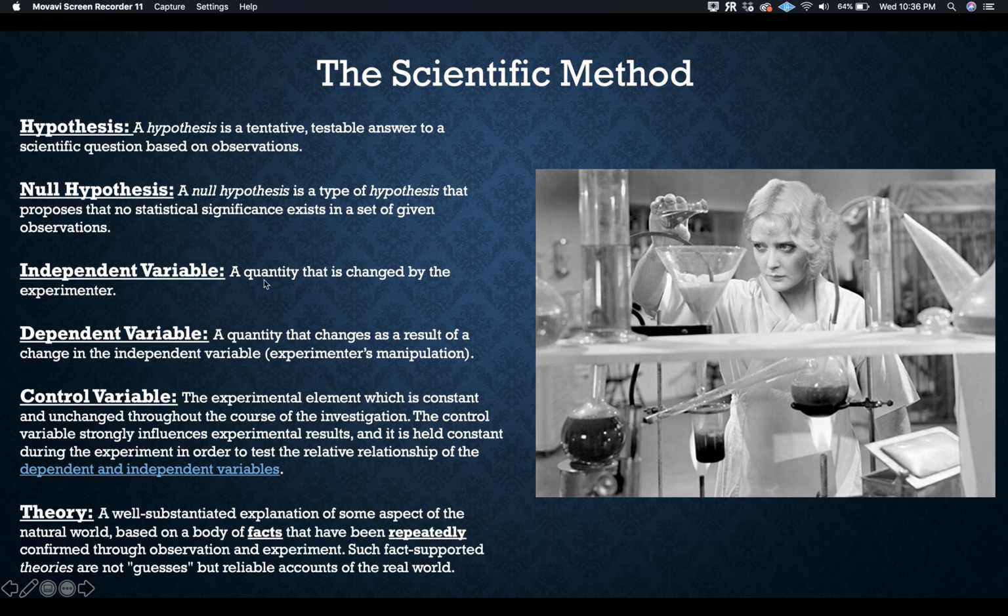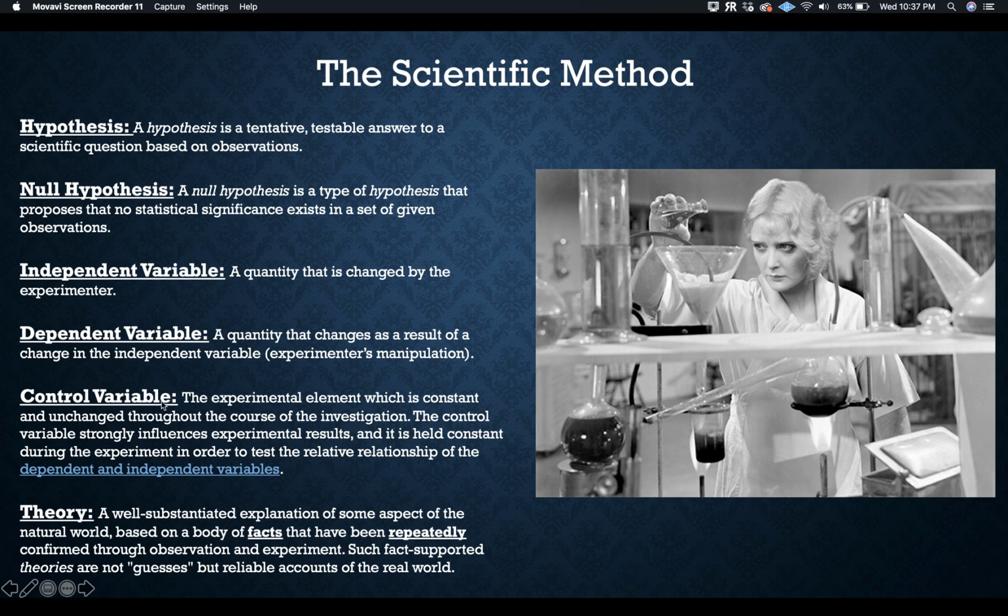The independent variable, this is a quantity in the experiment that is changed or directly manipulated by the experimenter. So here we can see we have this scientist in the lab, and she is adding a quantity of this chemical into the mix here. So that's the independent variable. She's changing that. The dependent variable is what you measure as a result. So you can see here, she's pouring in this chemical. It's her independent variable. And then the result in these vials here will be the dependent variable. That's the quantity that changes as a result of a change in the independent variable. So she's manipulating the experiment with this and measuring the dependent here.